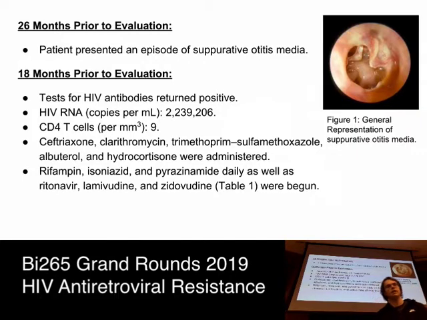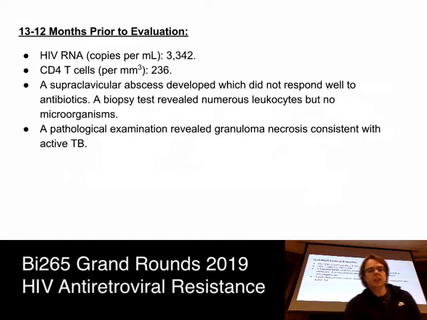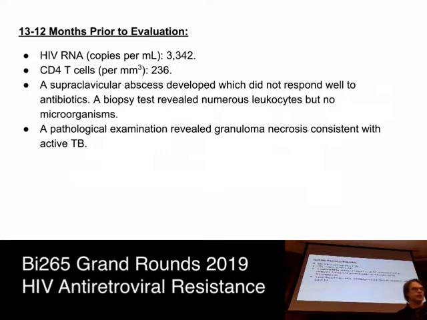The initial administration of antiretroviral medication included ritonavir, lamivudine, and zidovudine, and that regimen was maintained until the evaluation conducted by Dr. Myers. Around a year prior to the evaluation, we see an improvement in T cell and RNA counts. However, a supraclavicular abscess has developed, which was not responsive to antibiotics. A biopsy test revealed numerous leukocytes, but no signs of microorganisms. And a further pathological examination revealed granuloma necrosis, which is consistent with active tuberculosis.